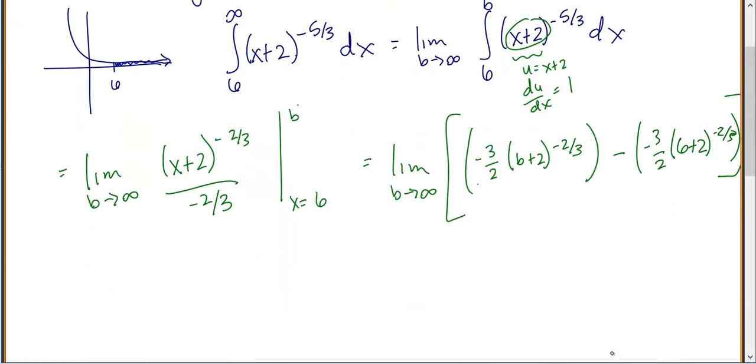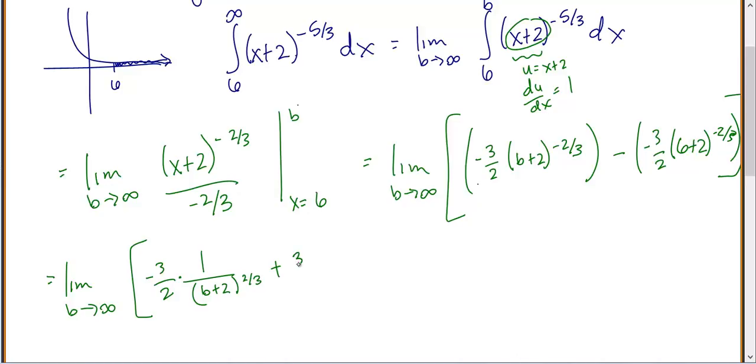Let's see what we can simplify here. So we still haven't taken the limit. We just keep writing it on every step until we take the limit. At this point, this is b plus 2 to the negative 2/3, so we want to write that as 1 over b plus 2 to the 2/3 power. Okay, and let's put 3/2 times 6 plus 2 to the negative 2/3 in our calculator. Okay, so our 3/2 times 8 to the negative 2/3 power gives us 3/8.